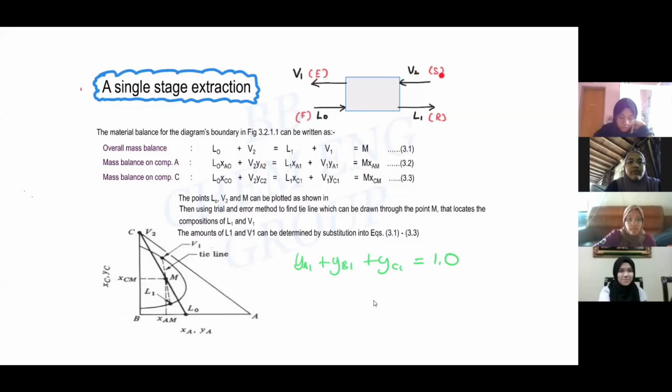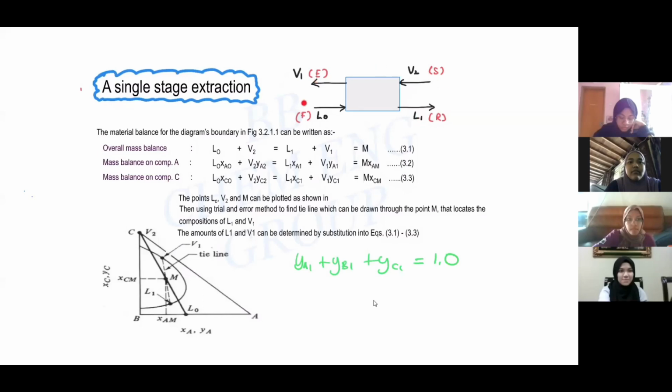The symbol for the weight fraction is based on the symbol of the stream that you have. If you have V, the weight fraction is Y. If you're using L, the symbol for the weight fraction is X. But please do not get confused. We are dealing with liquid, all are liquids.